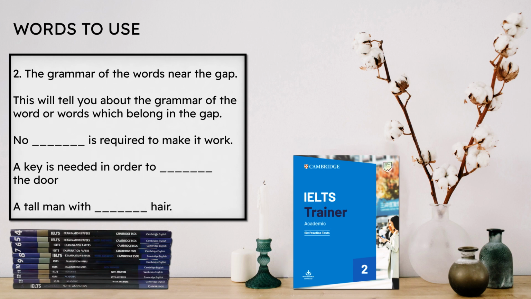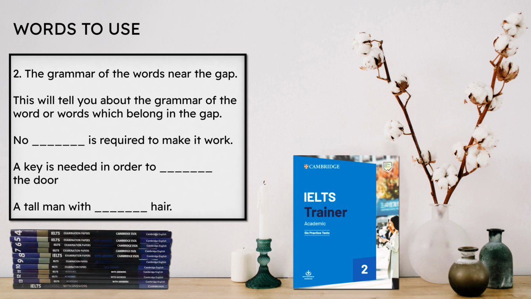Next, you should check the grammar of the words near the gap. This will tell you something about the grammar of the word or words which belong in the gap. Let's look at some examples. This sentence reads, no blank is required to make it work. What should we put in this gap? Grammatically, this gap needs at least 1 noun, and the noun must be singular. We know it must be singular because of the verb is, which comes after the gap. And the word is the singular form of the verb.